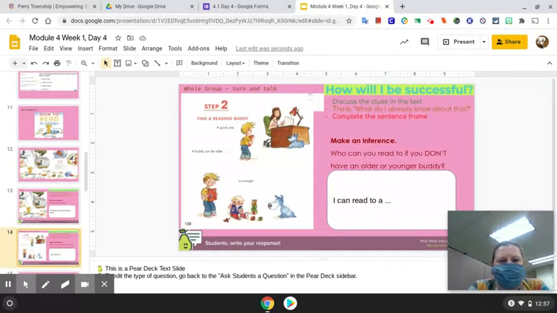Step 2, find a reading buddy, a good one. A buddy can be older or younger. Who can you read to if you don't have an older or younger buddy? Look at the picture. I'm teaching. You can look at the picture if you'd like. Okay, I will. Look at the picture and see if you can make an inference about who you could read to if you don't have a reading buddy that's older or younger.